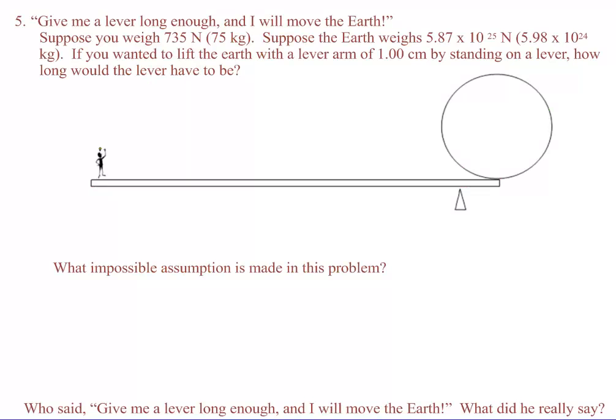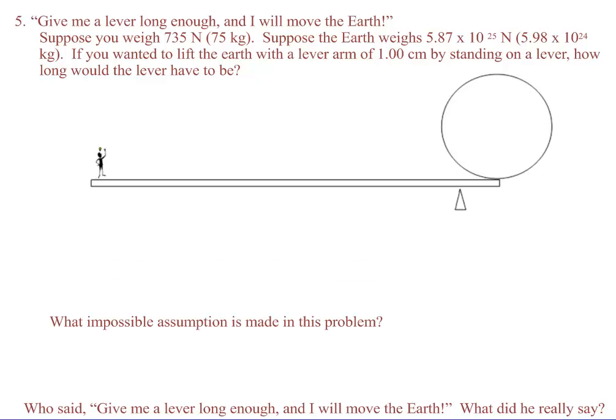All right, give me a lever long enough and I will move the earth. Some famous old guy said that. Let's say that you weigh 735 newtons, and we have the weight of the earth, 5.87 times 10 to the 25th newtons. We have a mass of you and mass of the earth also provided. You want to lift the earth with a lever arm, and the lever arm is 1 centimeter on the earth side, and you're going to stand on the other side. And the question here is, how long does your side of the lever arm have to be?